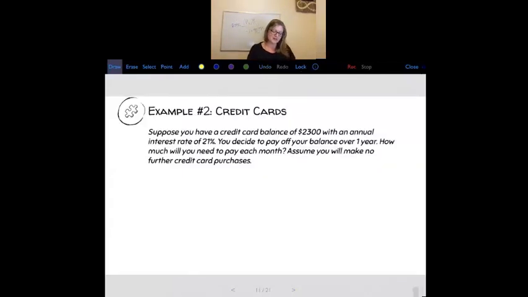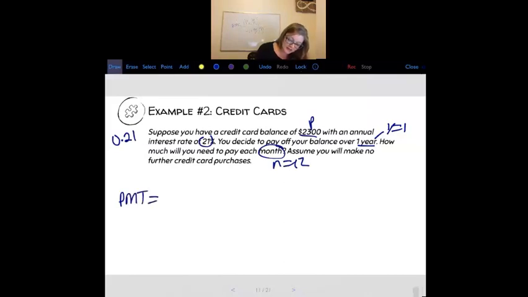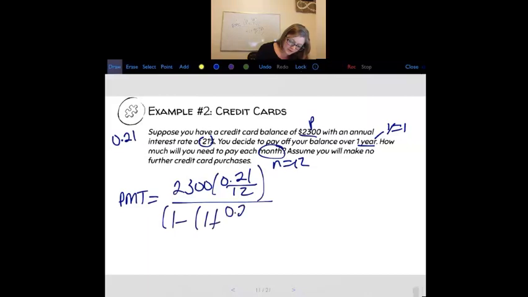Credit card. So suppose you have a credit card balance of $2,300 with an annual interest rate of 21%. You decide to pay off your balance over 1 year. How much will you need to pay each month? Assume you are not going to rack up any more debt on the credit card. Okay, so we have P is our balance, our loan term Y is equal to 1, APR is 0.21, and each month, so N will be equal to 12. So we use our payment formula again. So we have 2,300 times 0.21 over 12, 1 minus 1 plus 0.21 over 12 to the negative NY.